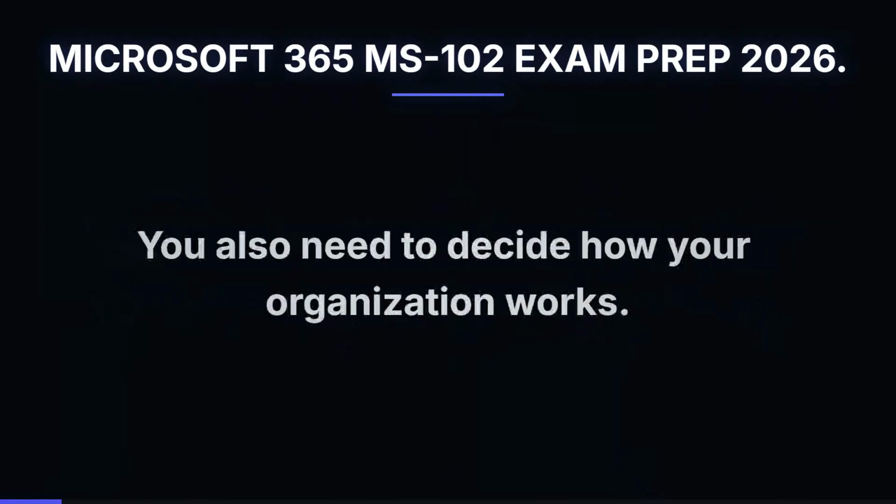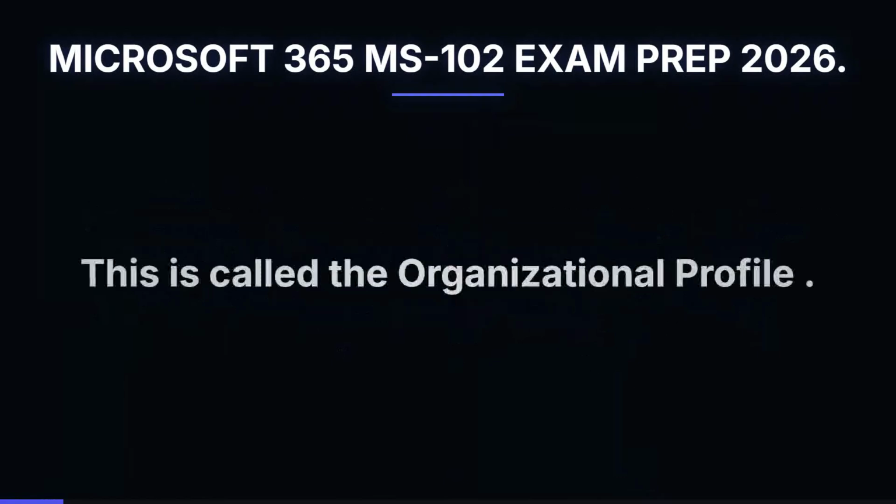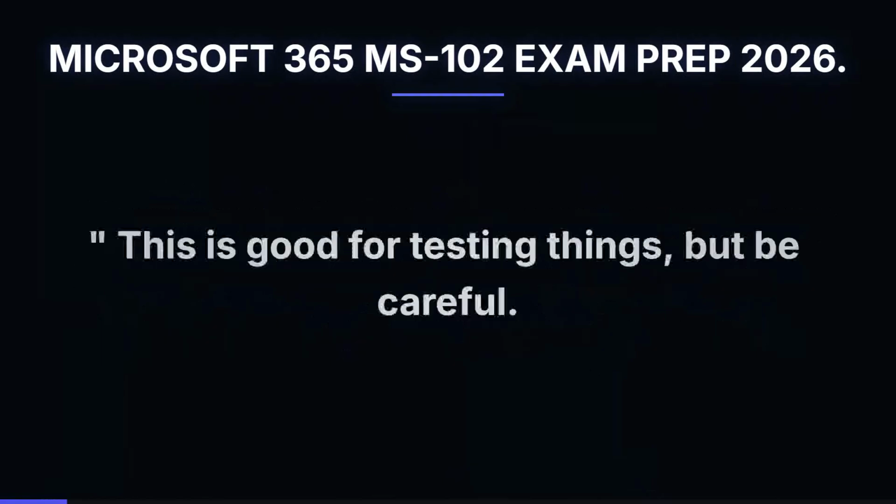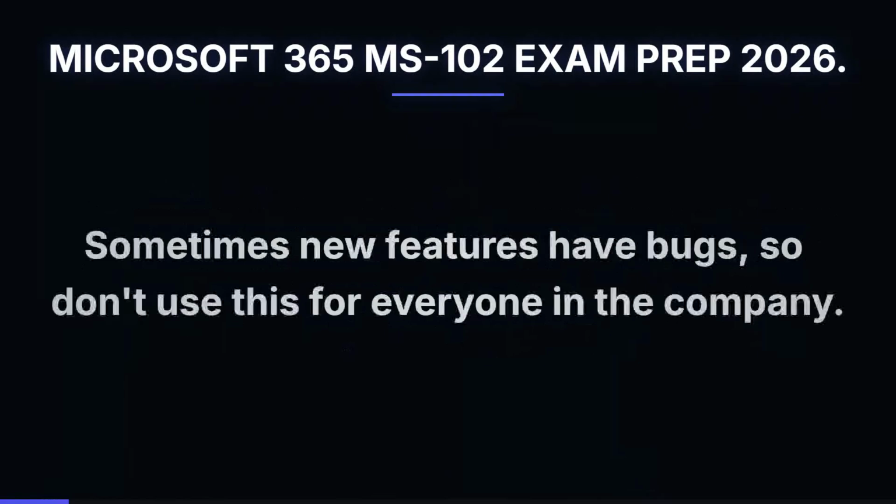You also need to decide how your organization works. This is called the organizational profile. Here, you set things like your company name, the technical contact person, and what kind of release options you want. This is good for testing things, but be careful. Sometimes new features have bugs, so don't use this for everyone in the company.